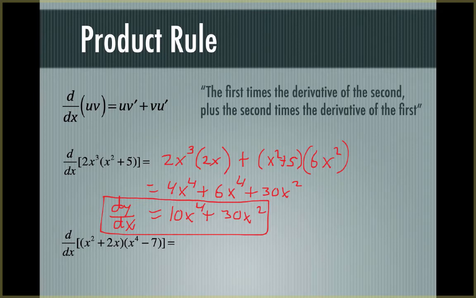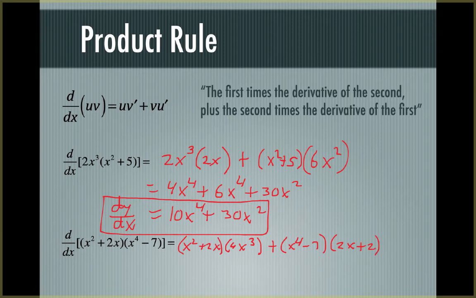The next one we do is the same idea. We take the first part, x squared plus 2x. We multiply it by the derivative of the second, and that is going to be 4x cubed. And then we add the second part, x to the 4th minus 7, times the derivative of the first, which is 2x plus 2.